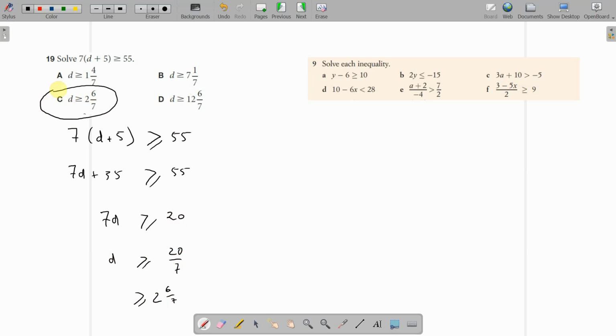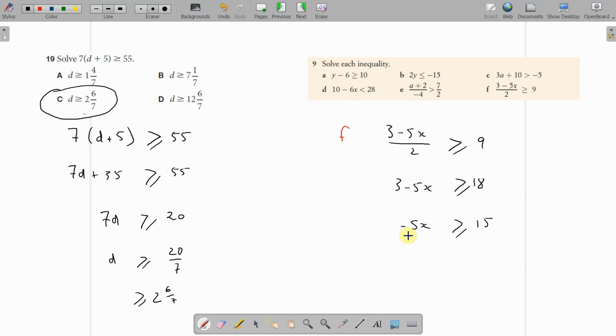There it is. I'll do one of these ones. What looks tricky? Let's have a look at F. This is from the chapter review. 3 minus 5x over 2 is greater than or equal to 9. Okay, multiply by 2, we get 3 minus 5x is greater than or equal to 18. Move the 3 over. Minus 3, so minus 5x is greater than or equal to 15.